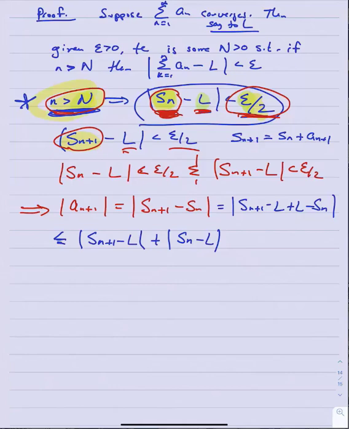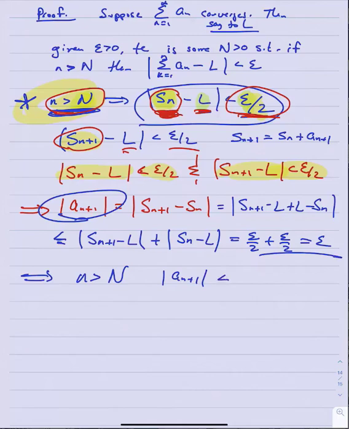And what do I have up here? I have that when n is sufficiently large, S sub n minus L is less than epsilon over 2, and S sub n plus 1 minus L is also less than epsilon over 2. That means this whole thing is less than epsilon over 2 plus epsilon over 2, which is epsilon. Meaning, when n is greater than N, we know that a sub n plus 1 is less than epsilon. That's the same thing as saying the limit as n goes to infinity of a sub n plus 1 is 0. And if a sub n plus 1 goes to 0, a sub n in general goes to 0. All right, so that's the proof of the theorem, and in practice, using this theorem is very simple.